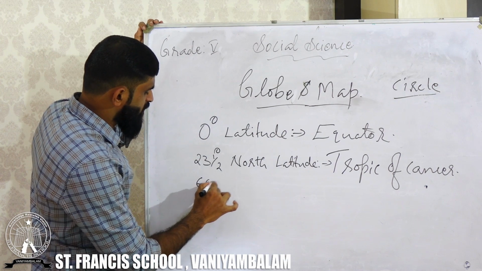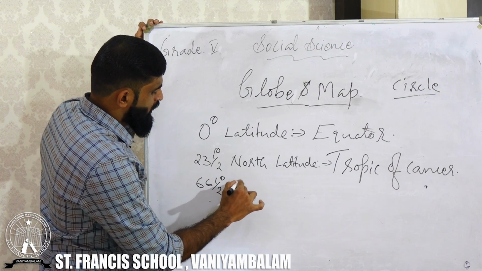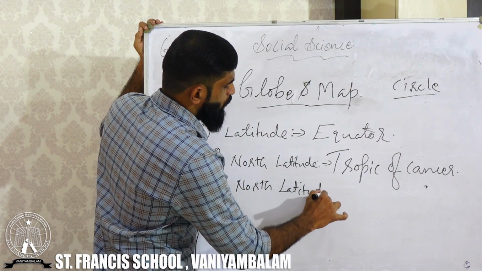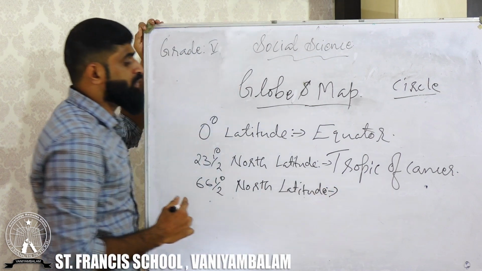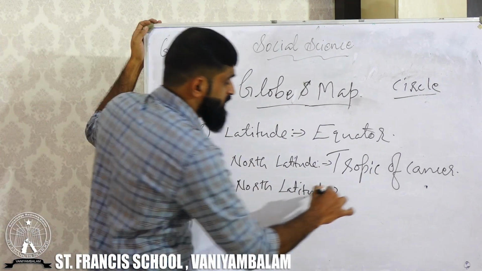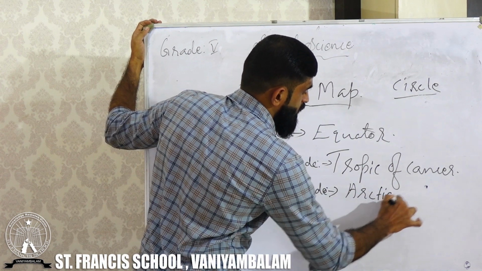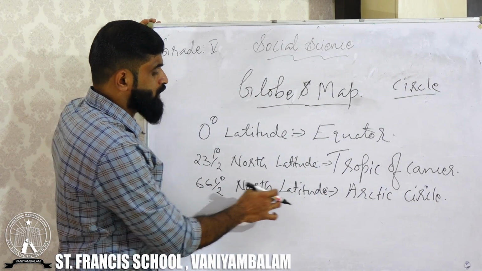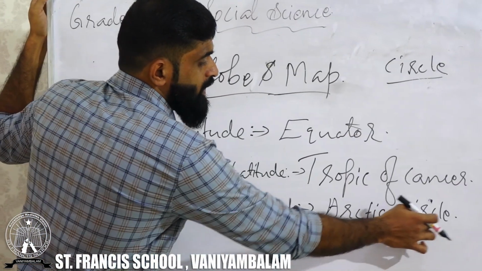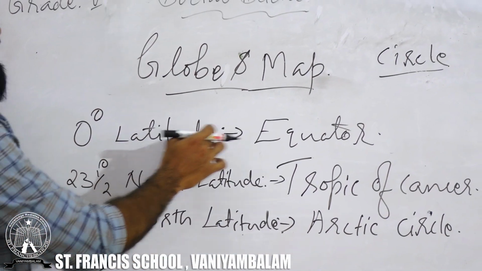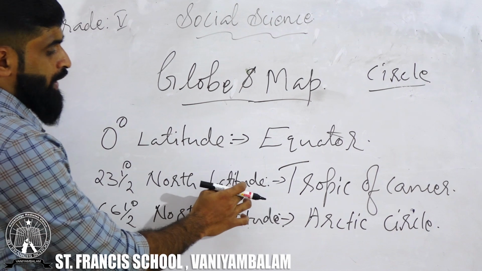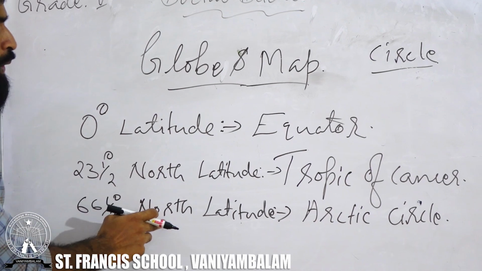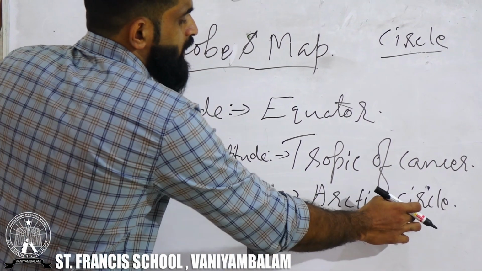Next one is 66.5 degree north latitude. What is the name of 66.5 degree north latitude? Arctic Circle. 66.5 degree north latitude is called Arctic Circle. So 0 degree latitude is equator, 23.5 degree north latitude is called Tropic of Cancer, 66.5 degree north latitude is called Arctic Circle.